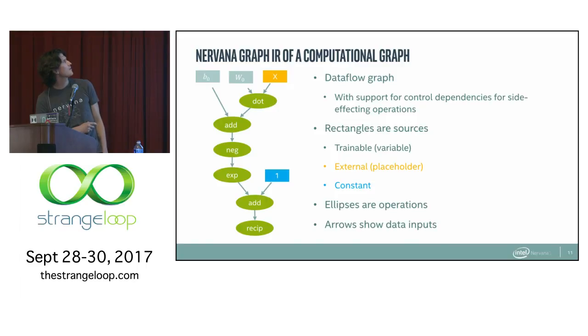This basically describes a sigmoid nonlinear activation function for input, where we take external data and we take the dot product with a trainable set of weights. Then we add in a trainable set of bias vectors. Then we do numerical operations: negation, exponentiation, adding a constant, and taking the reciprocal.